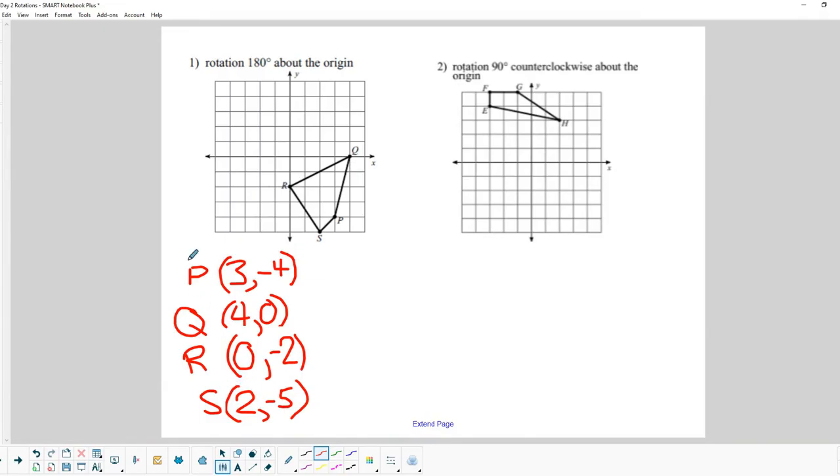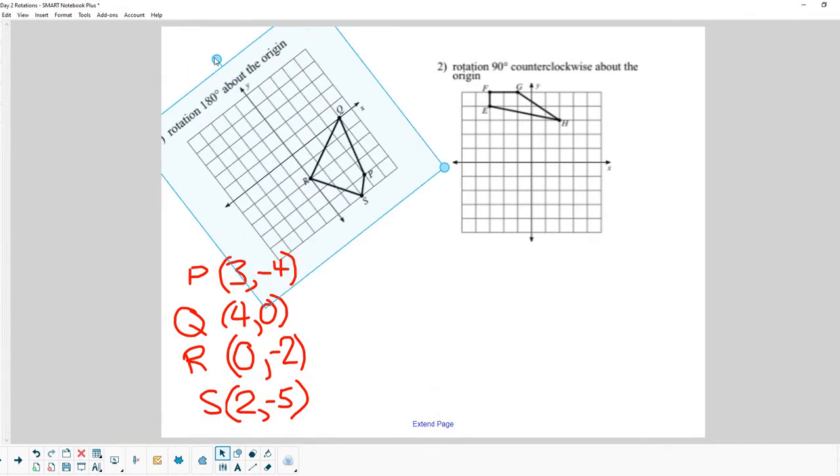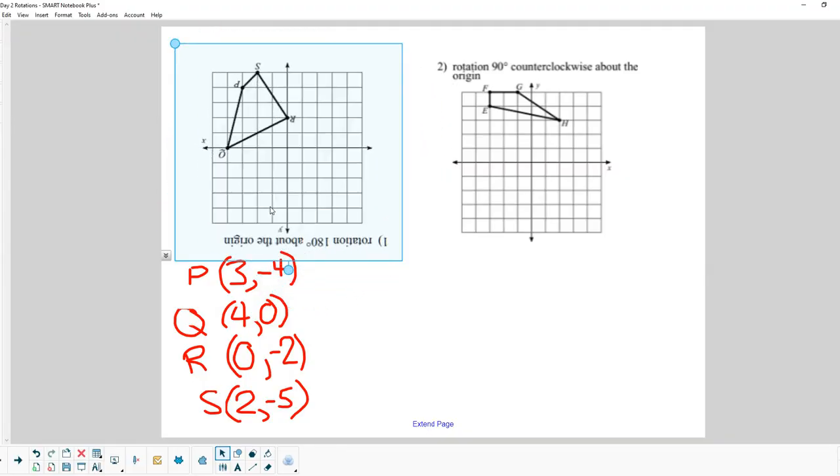Okay, P, Q, R, S. There they are. Okay, so we are going to rotate this 180 degrees about the origin. So let's grab our shape, grab your paper, and literally turn it 90, 180 degrees. There's a 180 degree rotation right there.